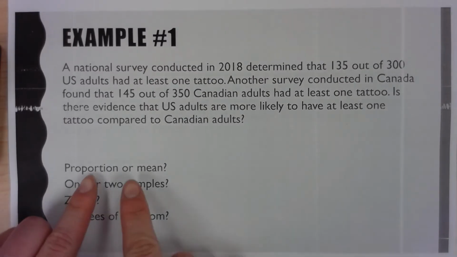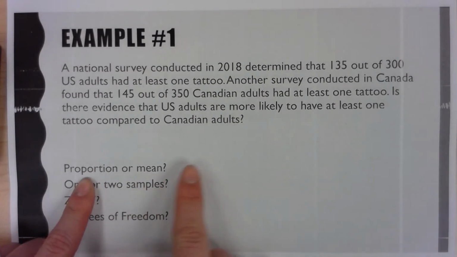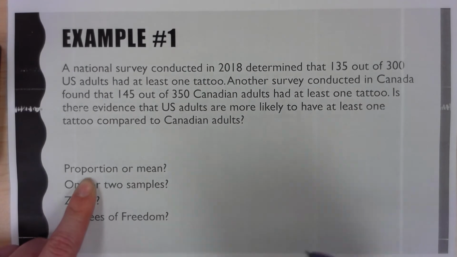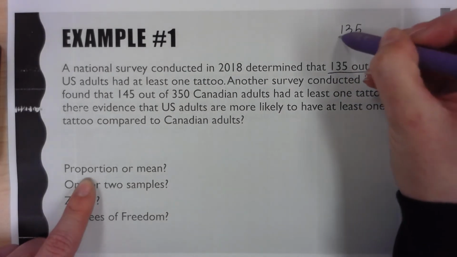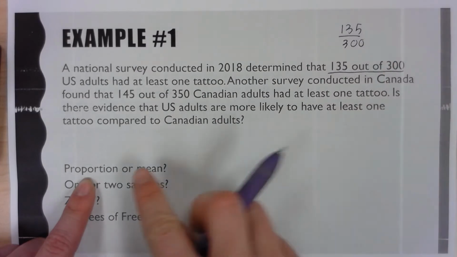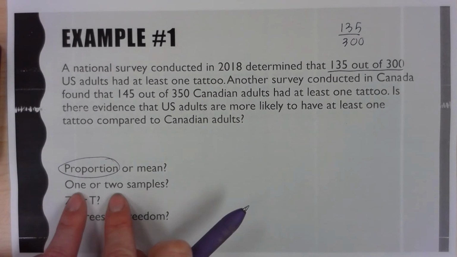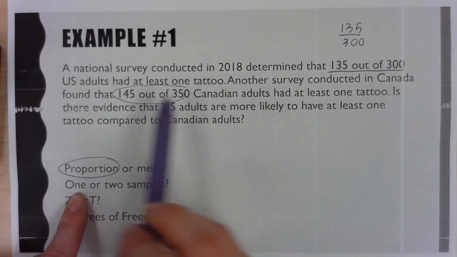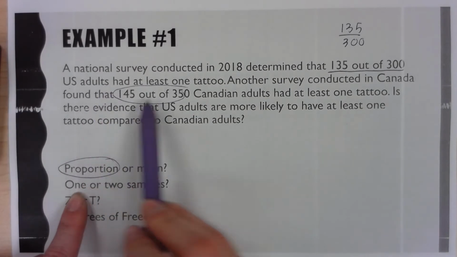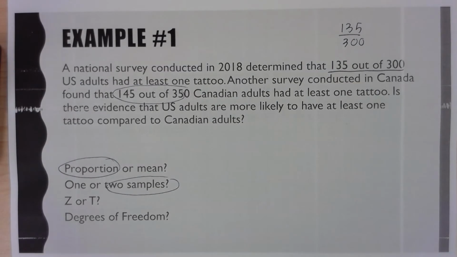So the first thing we need to determine is, am I looking at proportions or means? I don't see anything in here talking about averages. In fact, they're telling me 135 out of 300, which is a proportion. Was it 1 or 2 samples? Because they gave me 2 proportions here, one of those proportions for U.S. adults and the other proportion for Canadian, this would be a 2 sample.